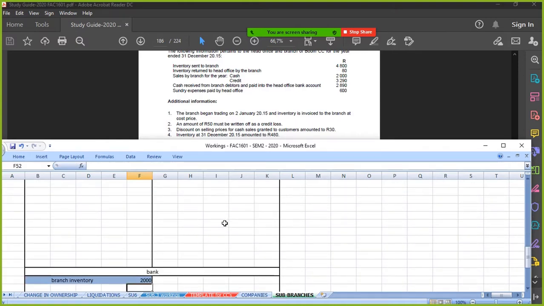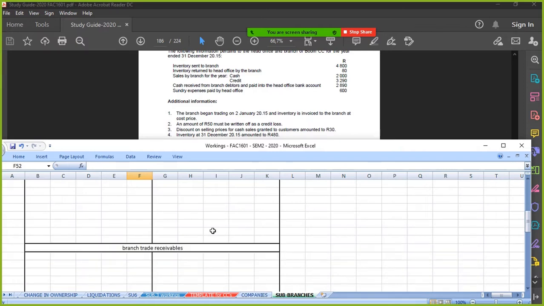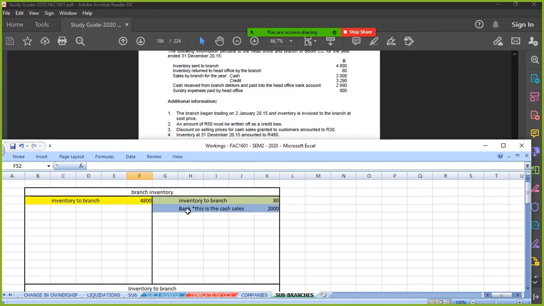What's happening next? The debtors. You agree? Yes. So debit, copy paste, trade receivables. Sorry, say that again. Debit trade receivables and a credit bank inventory. No. Why are you crediting bank? I mean, sorry, branch inventory. Branch inventory, yes. But this is for credit now. So what will you credit?